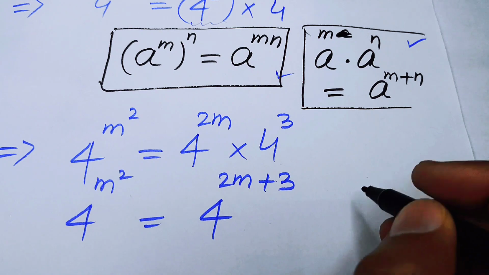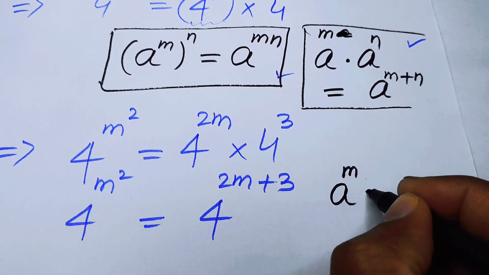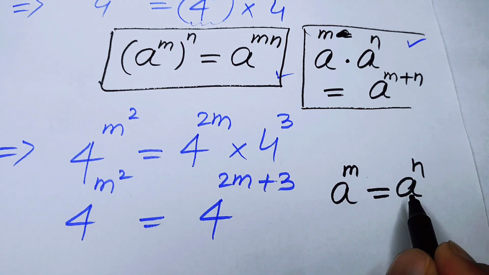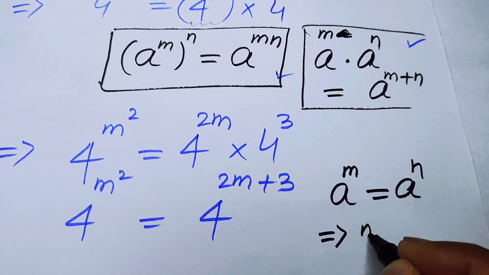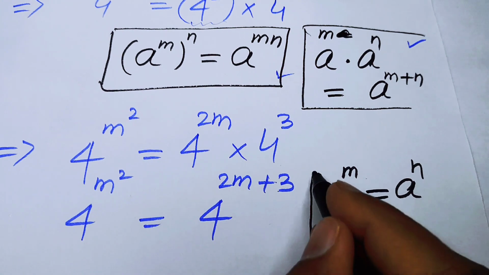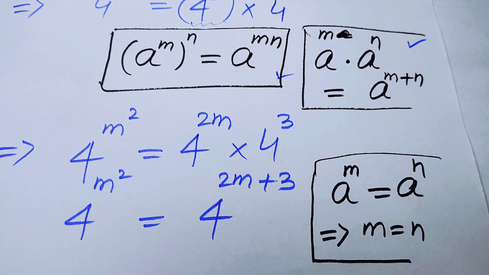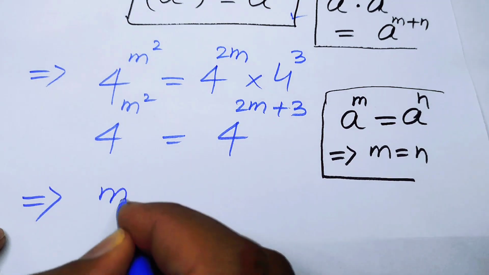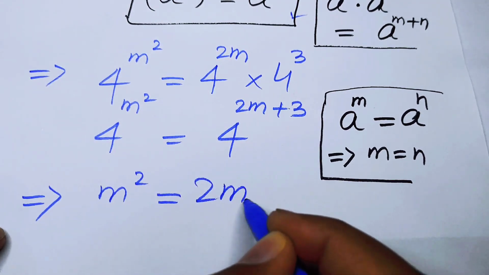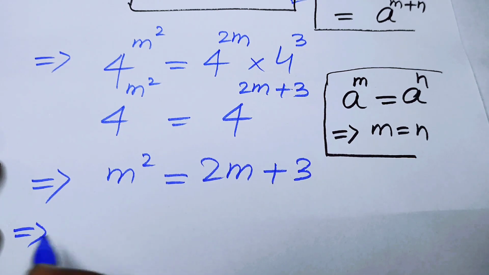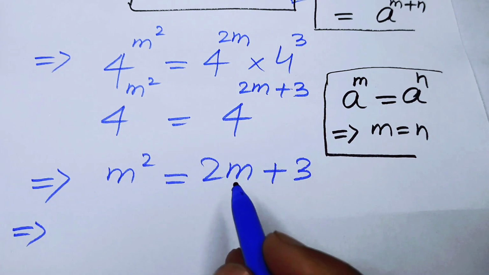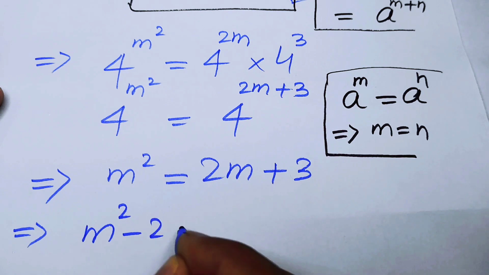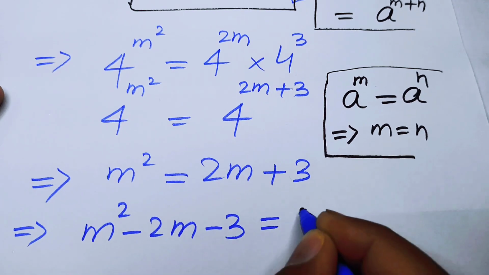After that we can apply the exponent law: if a to the power of m is equal to a to the power of n, it means that if the bases on both sides are the same, then the exponents are equal to each other. So the bases are the same, so the exponents are equal, and it will become m square is equal to 2m plus 3. Now we can take all the terms from the right hand side to the left hand side so that it will become m square minus 2m minus 3 is equal to 0.